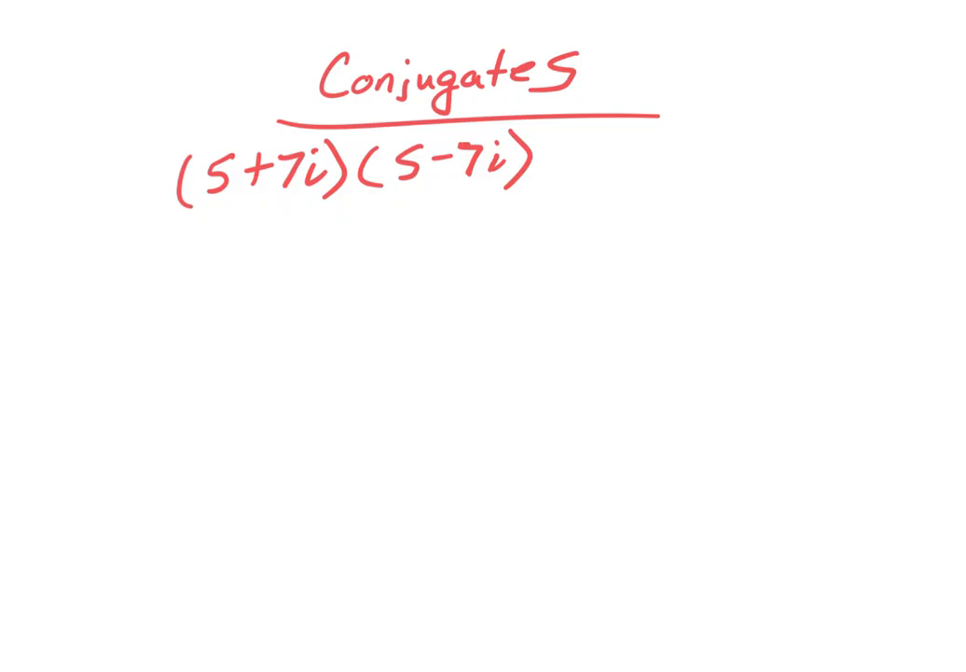And the reason why this is maybe just a little bit different than the ones we did just a second ago, it's still going to be a FOIL problem. So you might say, Mr. Rita, this is the same thing we just did. But I'm going to show you what happens when you multiply two conjugates together, okay? So we're going to FOIL this.